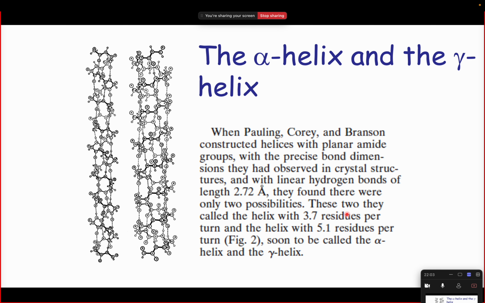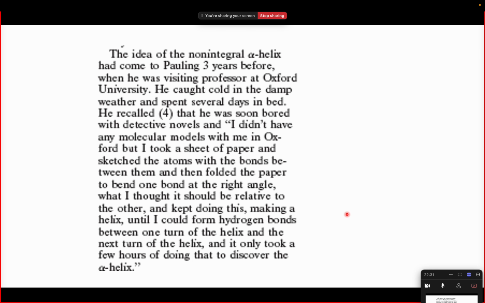So when Pauling, Corey and Branson constructed helices with planar amide groups with the precise bond dimensions they had observed in crystal structures and with linear hydrogen bonds of length 2.72 angstrom, they found there were only two possibilities. These two they called the helix with 3.7 residues per turn and the helix with 5.1 residues per turn, soon to be called the alpha helix and the gamma helix.